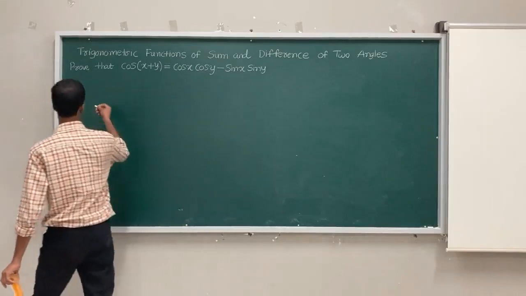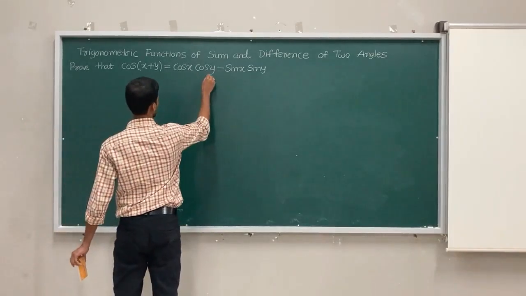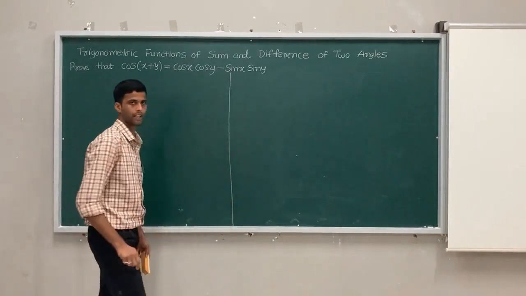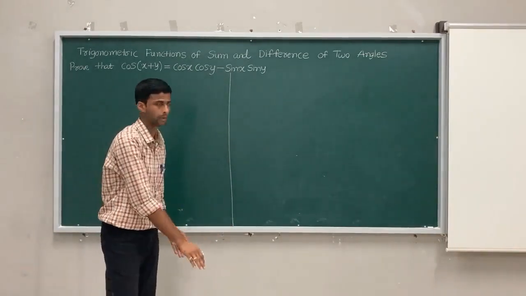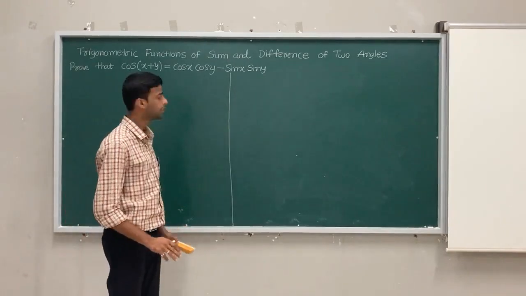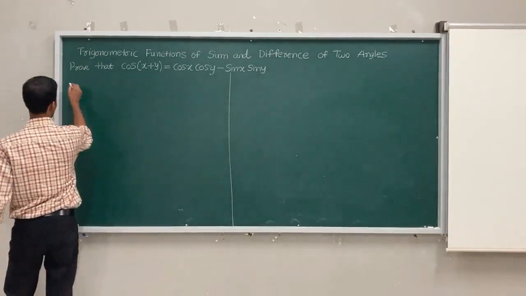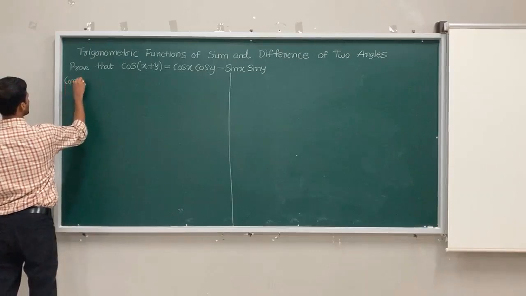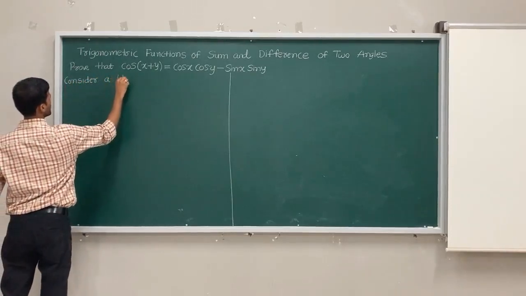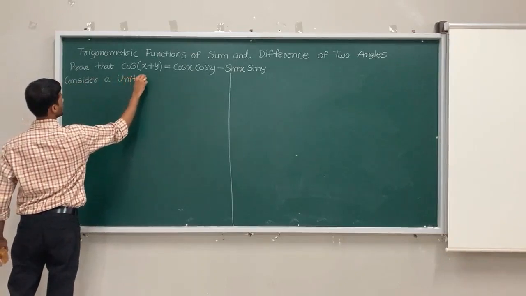So I will start with two compartments to make it simple. In your exam paper you write one by one down. Because of less space I have made two compartments. Don't write in this way. So I will start like this. Consider a unit circle.